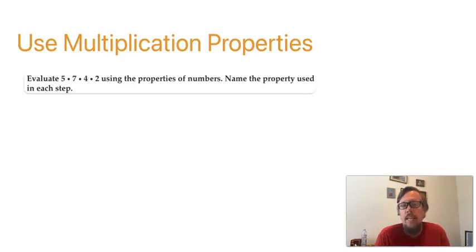Let's show how we can simplify a multiplication problem using multiplication properties to justify our answers. So this is a pretty straightforward problem. The only operation we have is multiplication. We've got 5 times 7 times 4 times 2. And we just want to know what's the value of that.